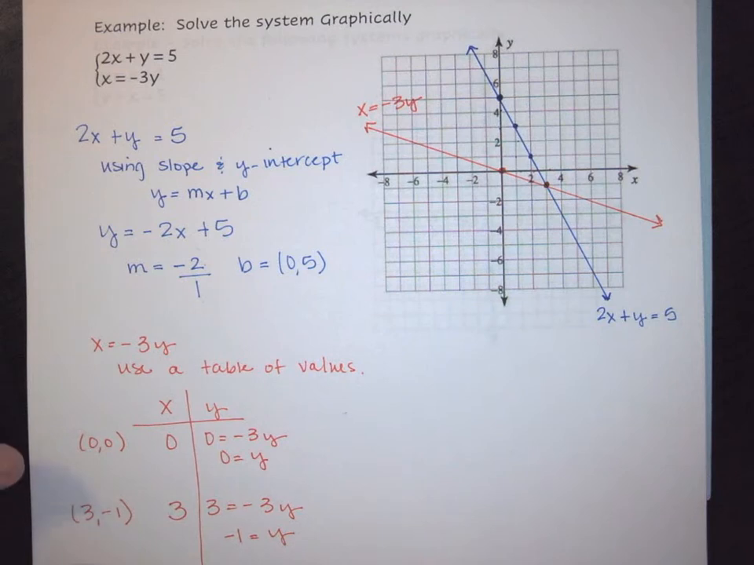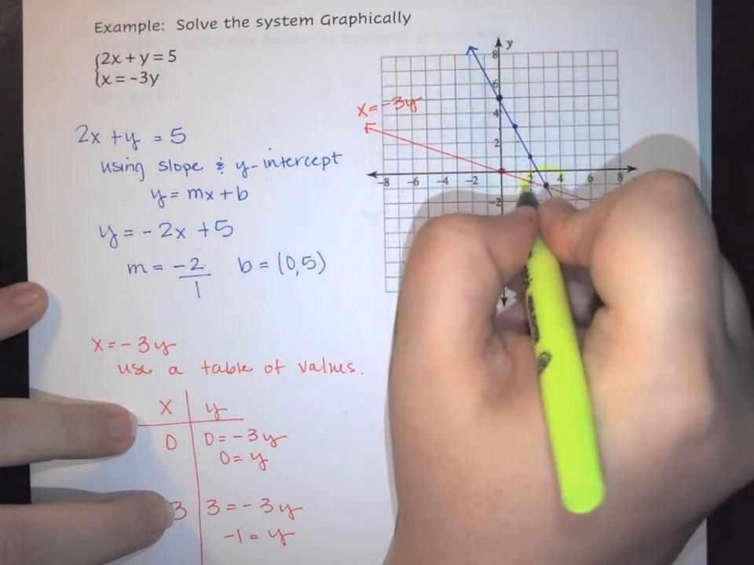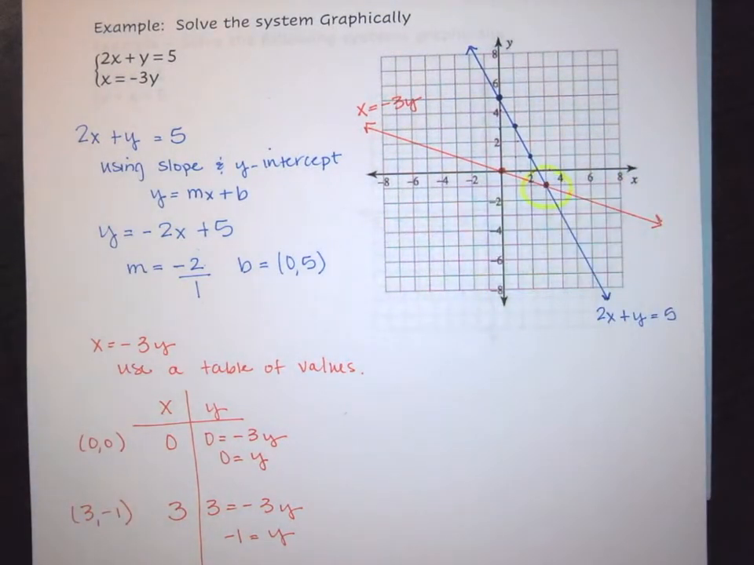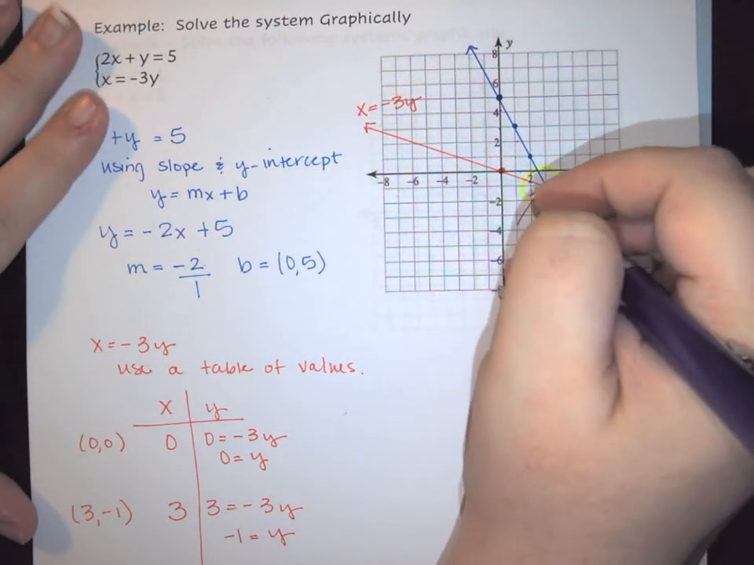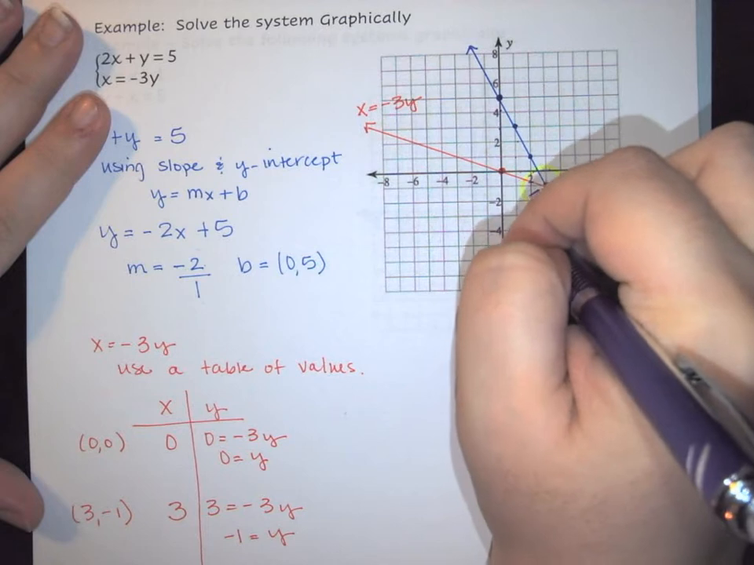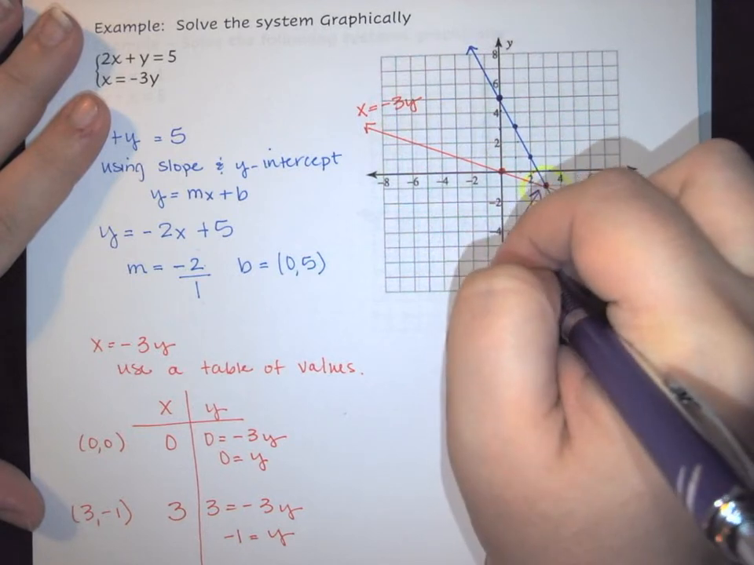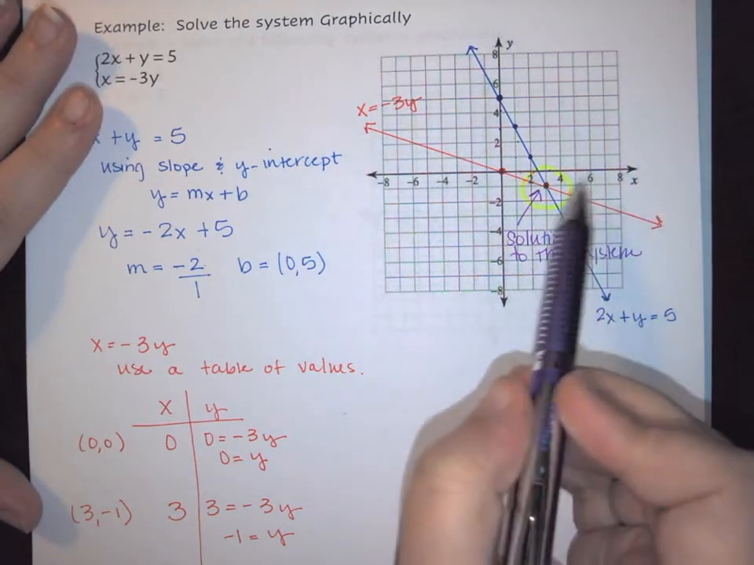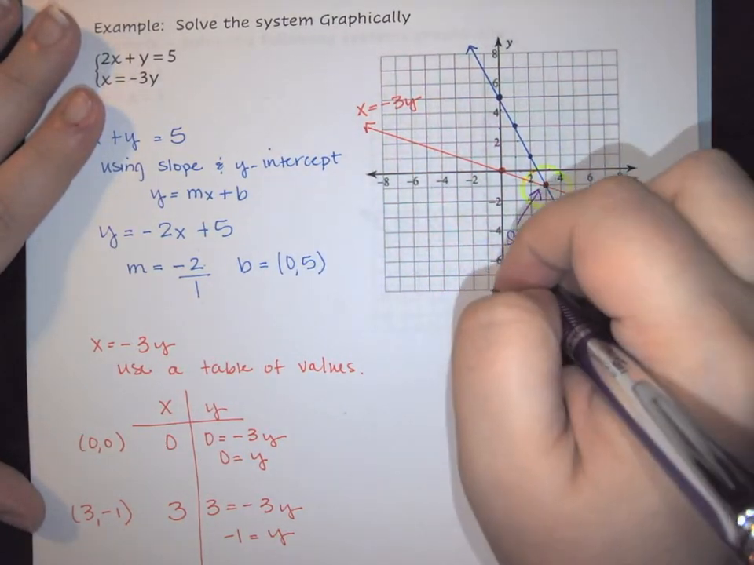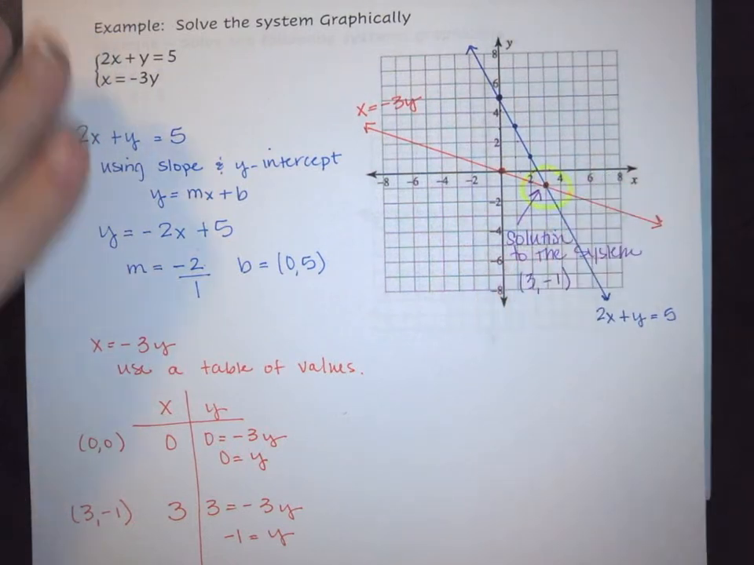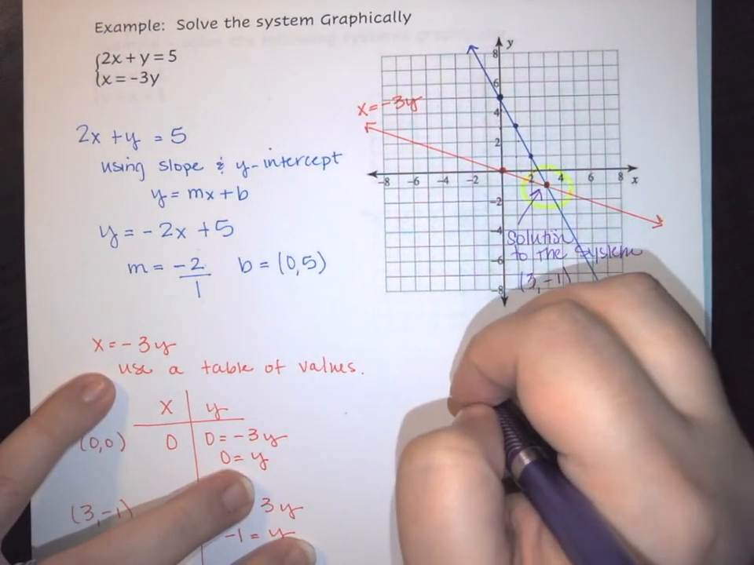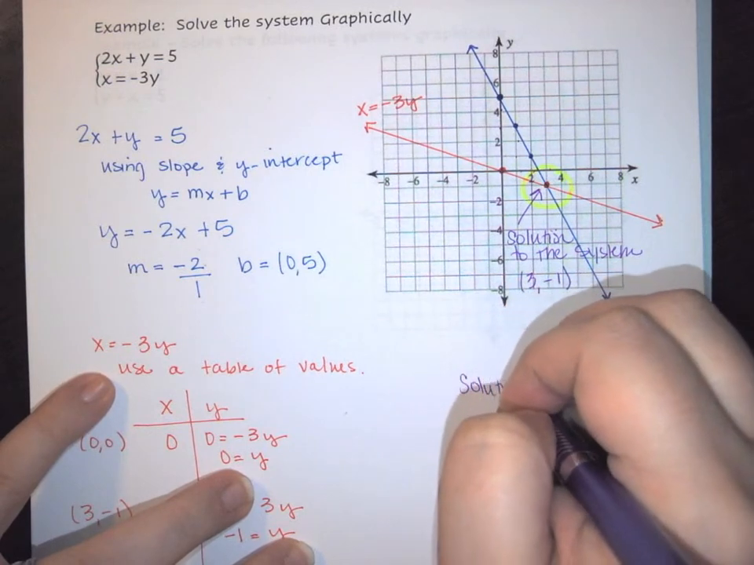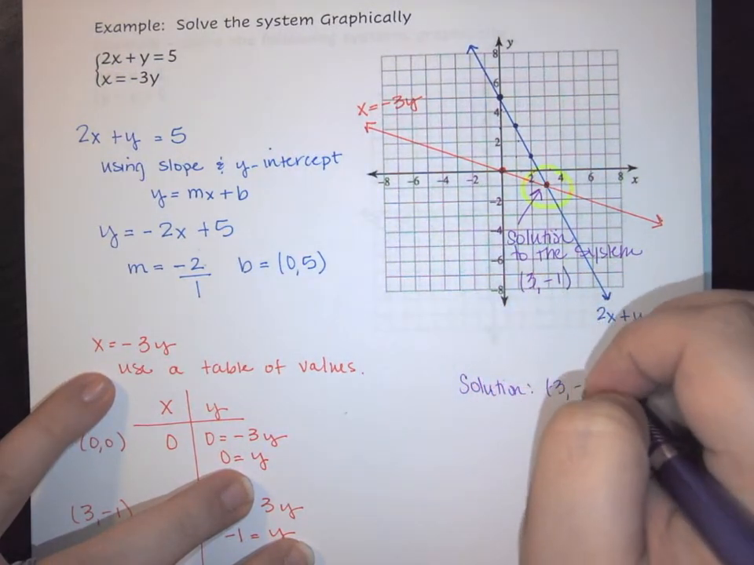Now what we're looking for is the point or the place where these two graphs intersect. Okay? So here they're going to intersect at that point, and this right here is going to be your solution to the system. And this point right here is at the point 3, negative 1. Okay, so here the solution is 3, negative 1.